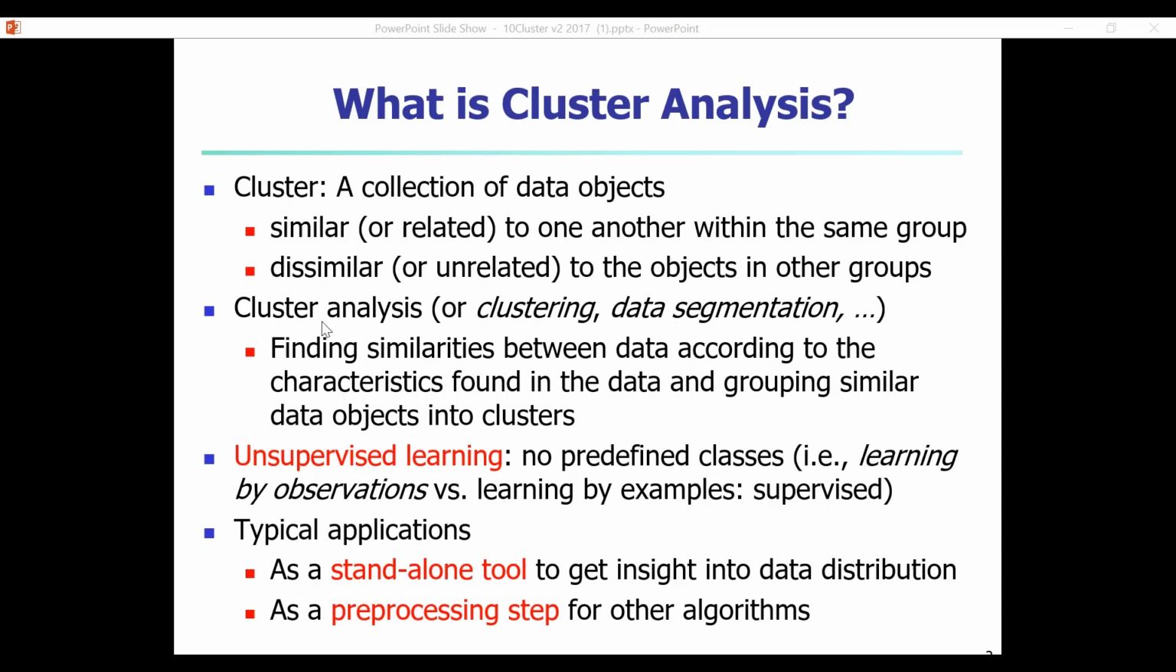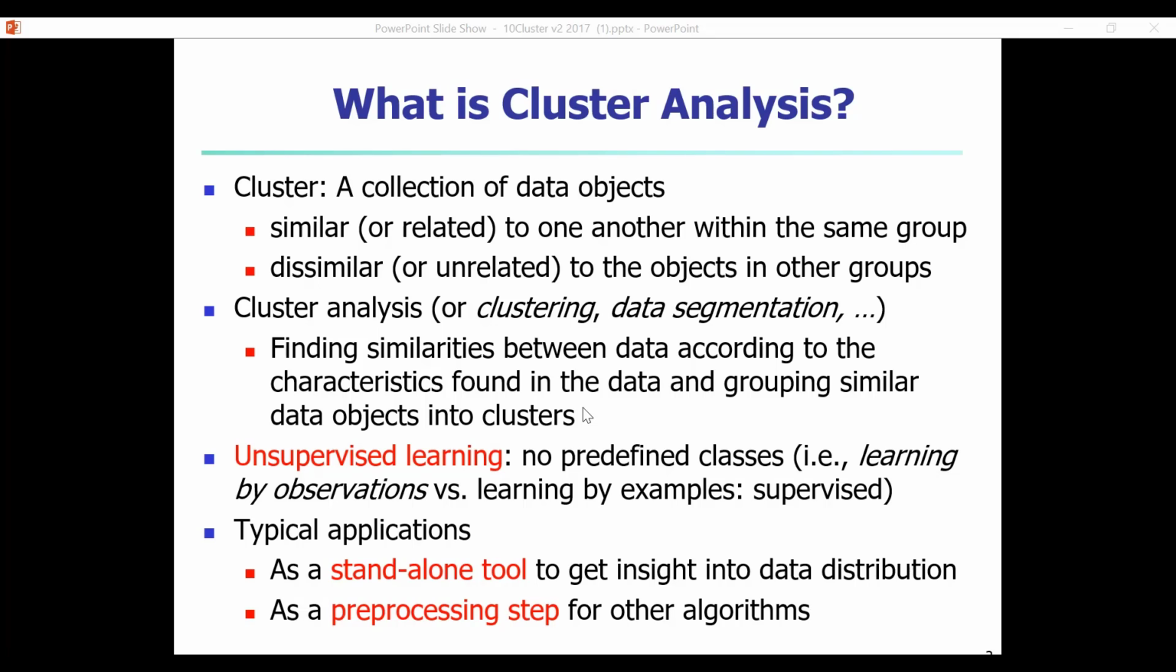Okay, let's look at clusters. A cluster is a collection of data objects. What we want is similar objects within the same group and dissimilar objects in different groups. Cluster analysis is sometimes known as clustering, market segmentation, or data segmentation. What it does is find similarities between data according to characteristics found in the data and group similar data objects into clusters. Simply speaking, we want to have similar objects in the same cluster.